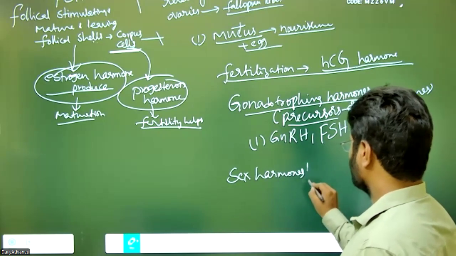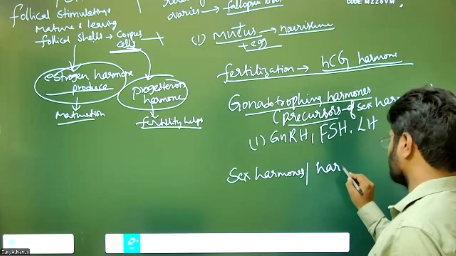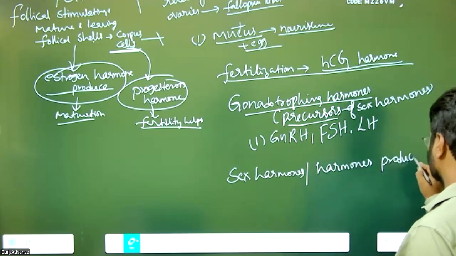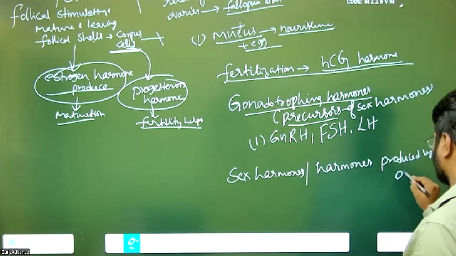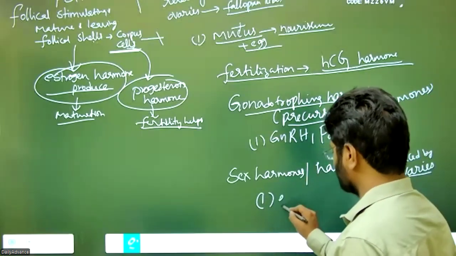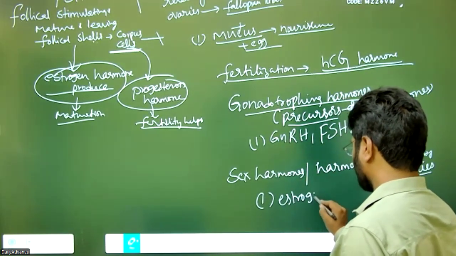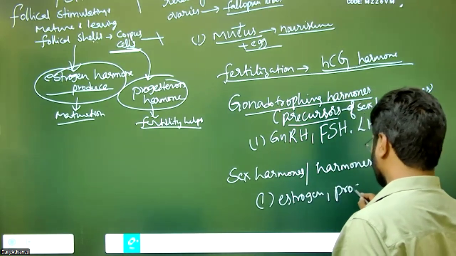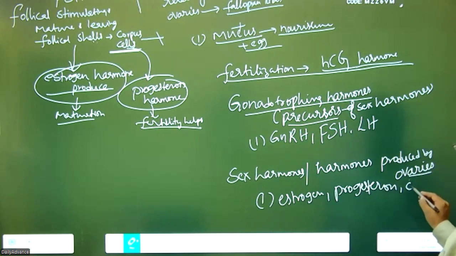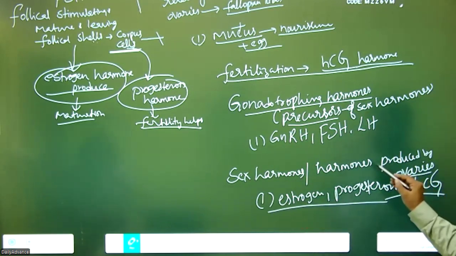Sex hormones are hormones produced by the ovaries. So estrogen, progesterone, and human chorionic gonadotropin, HCG. These are all the sex hormones produced at the ovaries.